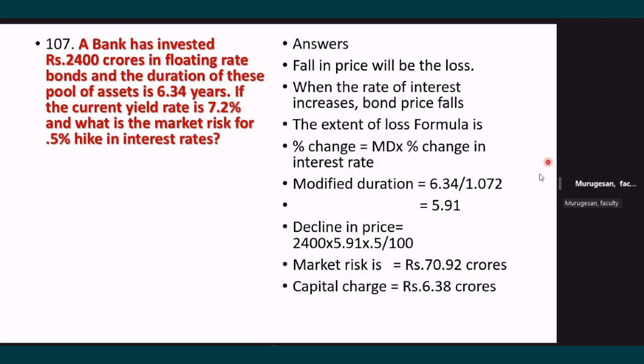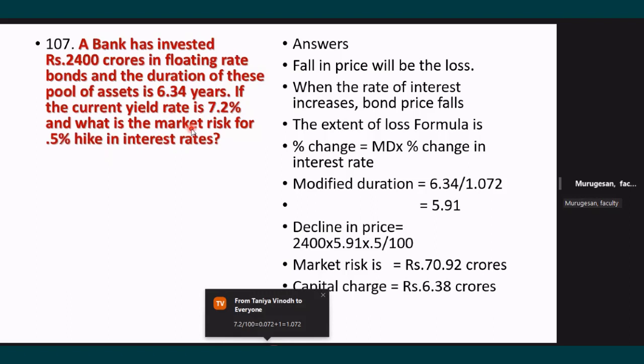You understood the formula? Modified duration. What if there is a 0.5% fall in interest rate? A hike means it becomes a risk. If there is a fall in interest rate, the price will move up. When the bond price moves up, it's not a loss for the bank. The bond price, now 2,400, becomes 2,500. It is not a loss, it is a profit. The questions will not be on profit management. The question will be on loss management. Risk is nothing but managing a loss.